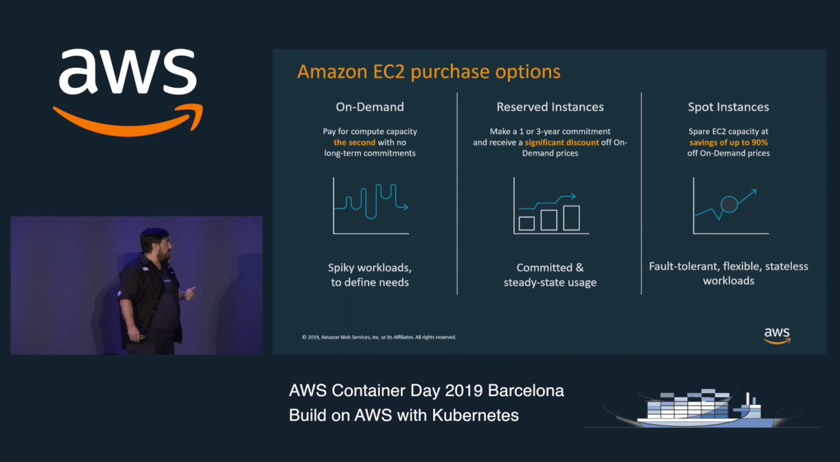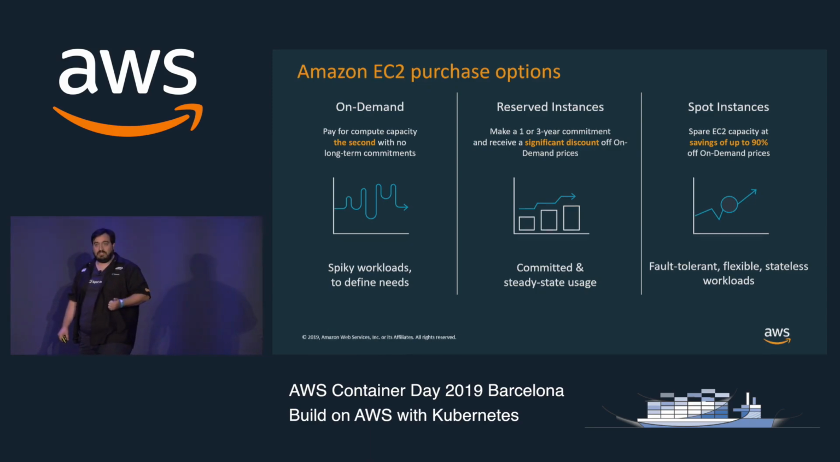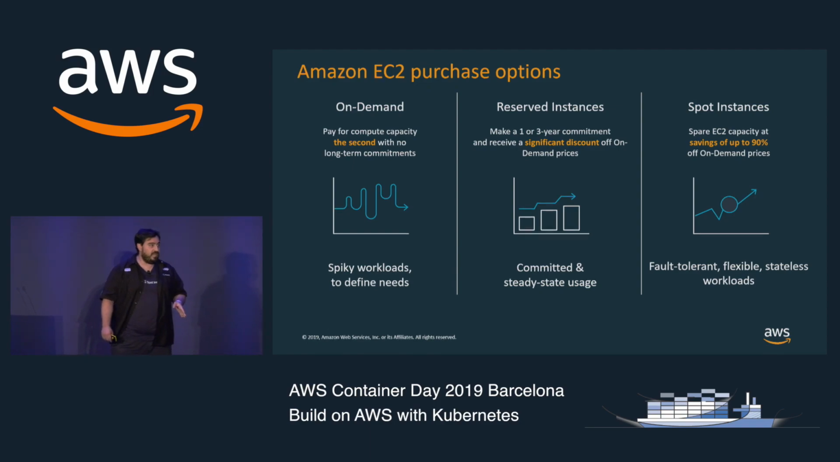Spot instances are, well, spare capacity that we have in our data centers. We offer them as a purchasing option. So you got on-demand instances, reserved instances for a commitment of 1 to 3 years at a reserved discount, and finally spot instances, as I say, spare capacity that we have in our data centers.